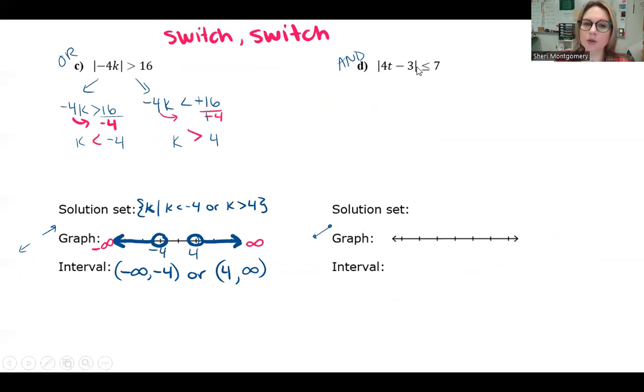So I can begin. What I'm going to do is write the stuff in the absolute value in the middle. So I have 4t minus 3. That goes in the middle. On either side, I get the symbol exactly the way I see it: less than or equal, less than or equal. For this one, I have less than or equal to 7, so I need to write it on this side, less than or equal to 7. If one side is 7, the other side has to be negative 7.